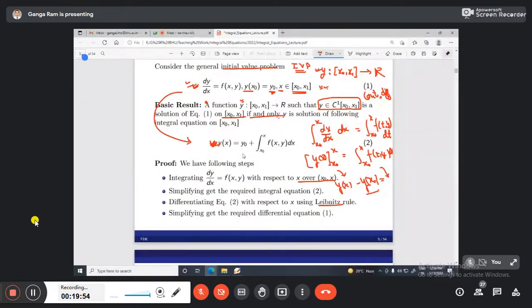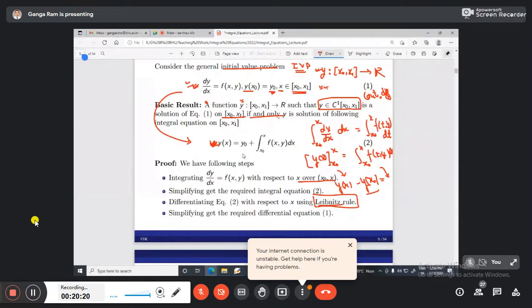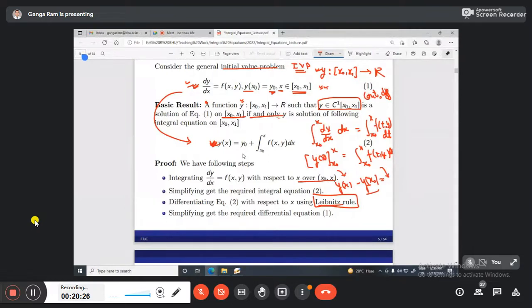Okay, so here we will use the Leibniz rule. We will discuss all these rules in the coming discussion. Okay. Any doubt till now? Any doubt? Okay. So now we move on.